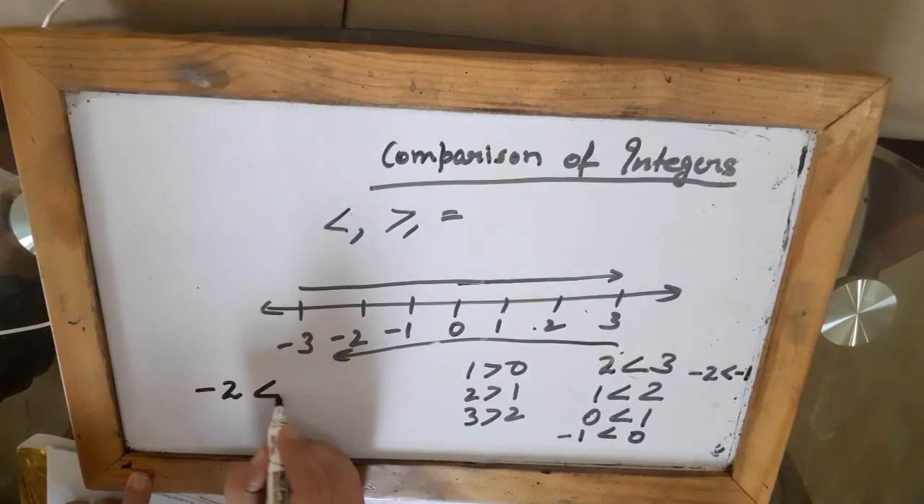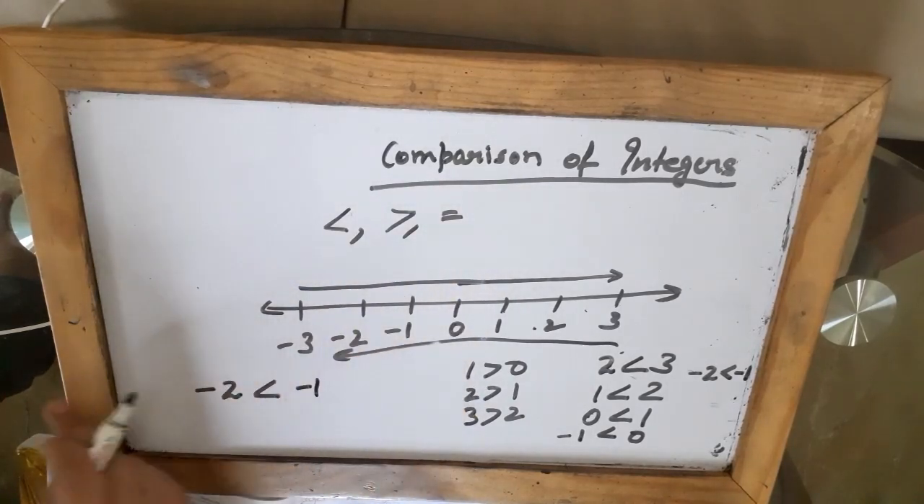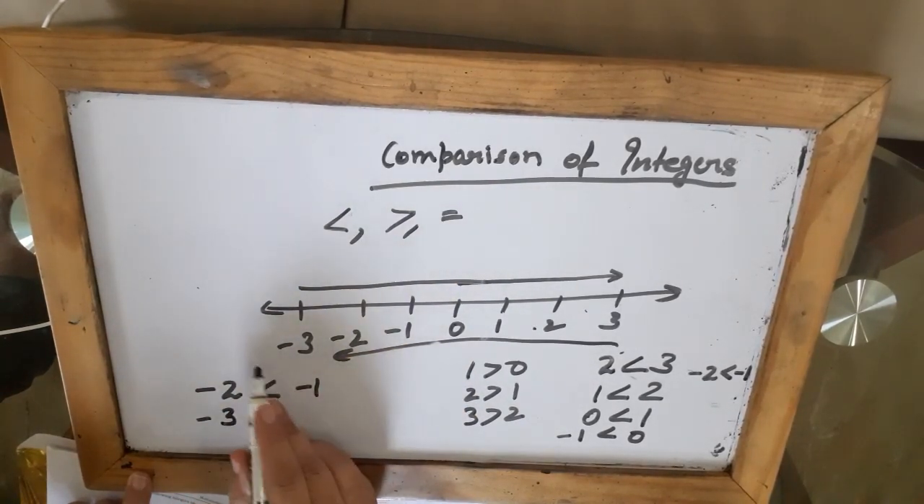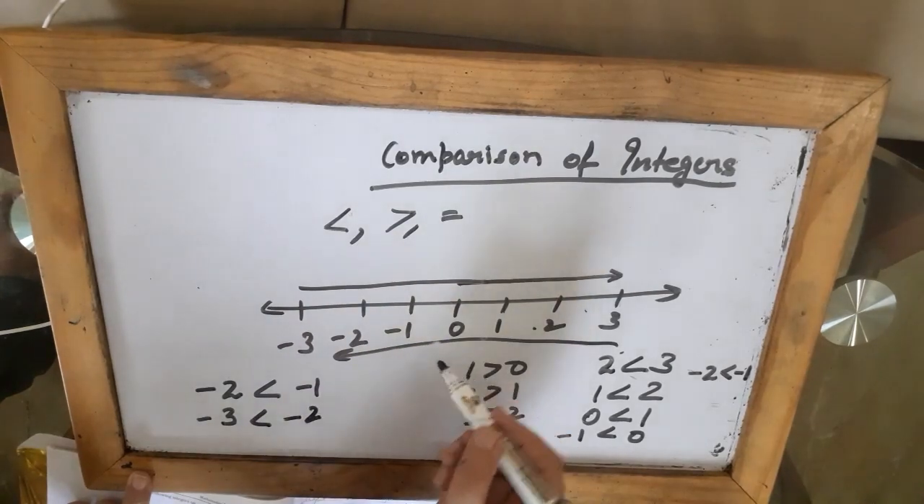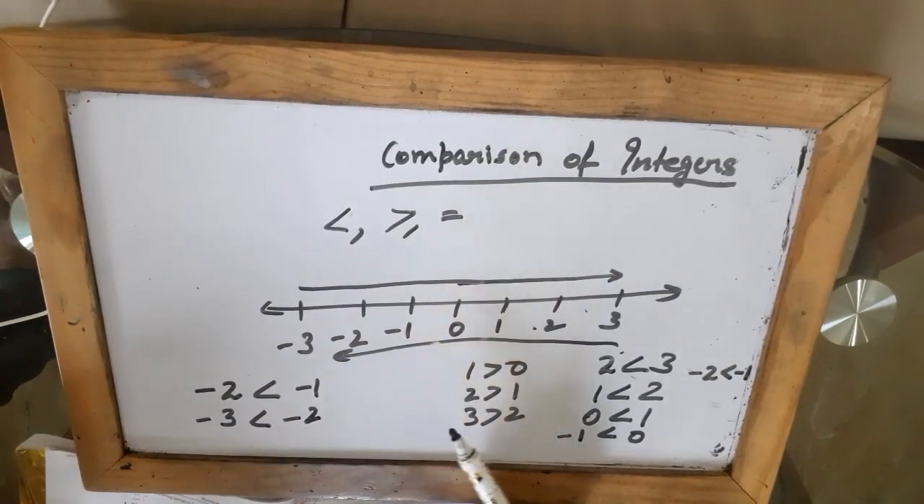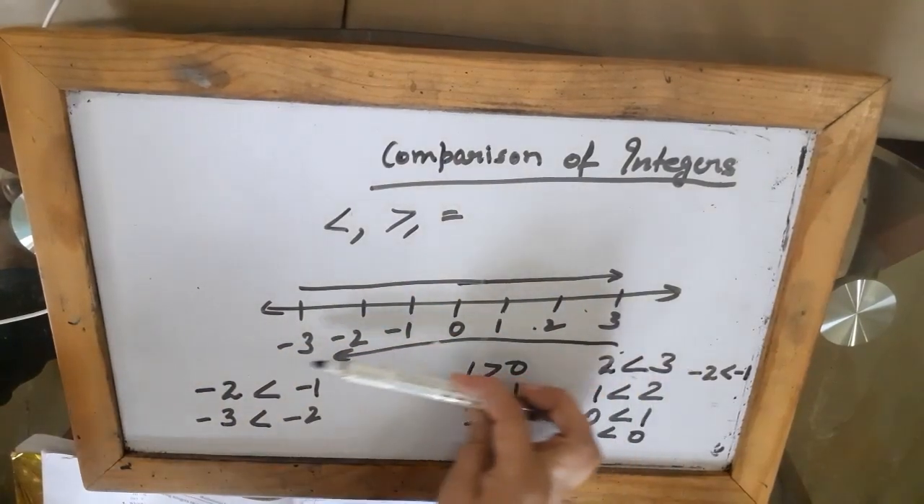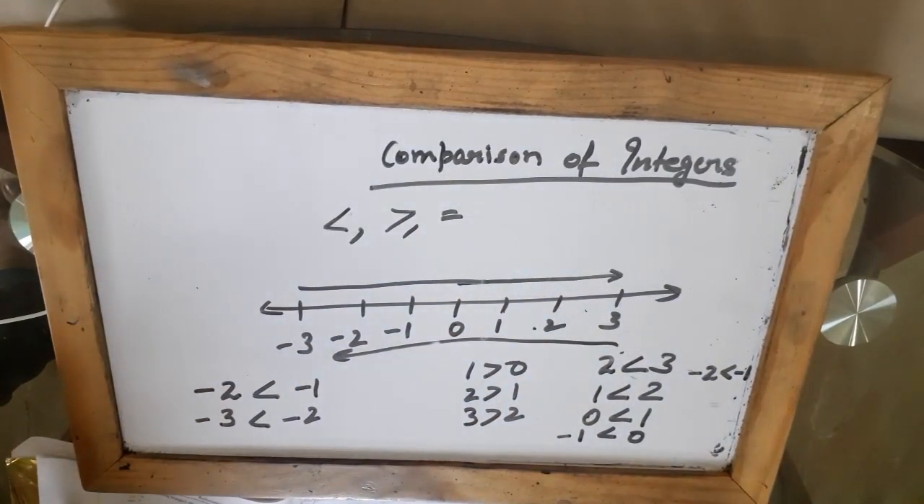Minus 2 is smaller than minus 1. I'm going to the left side. Now minus 3 is smaller than minus 2. So what I mean to say is that as you move to the left side, the numbers become smaller.